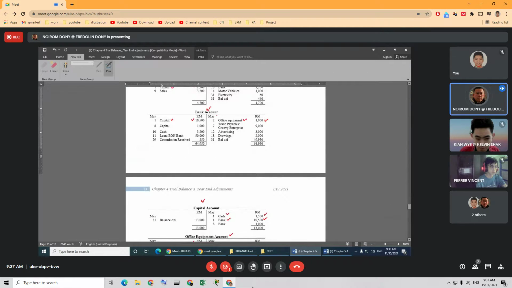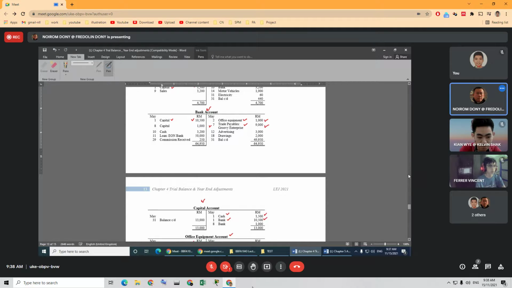So first thing, record in the bank account. We don't have to reopen the bank account, but record it, combine it in the same account. So this is reducing. So we credit the amount of check, which is 9,000. So that's why we record 9,000 here. And in the particular you need to write down the trade payable Groovy Enterprise, and the date on the 7th.